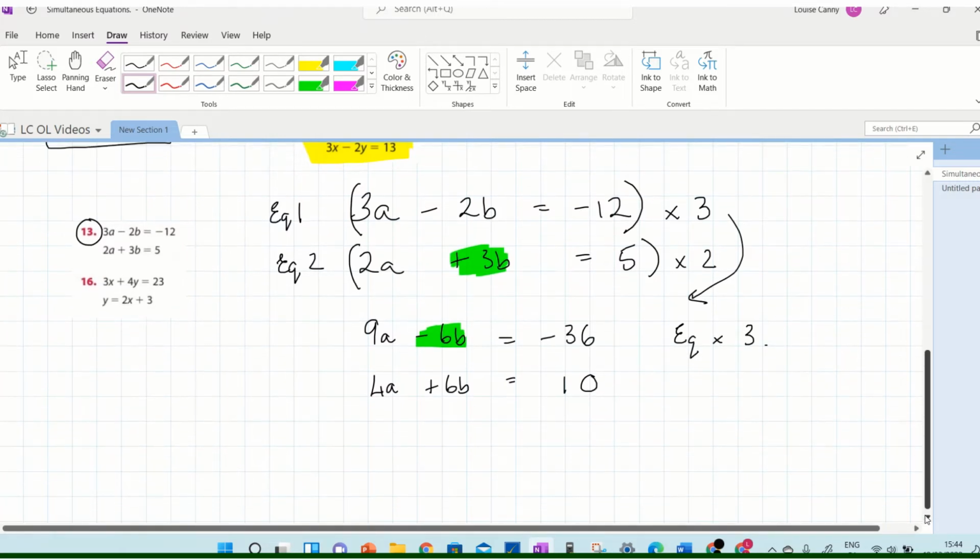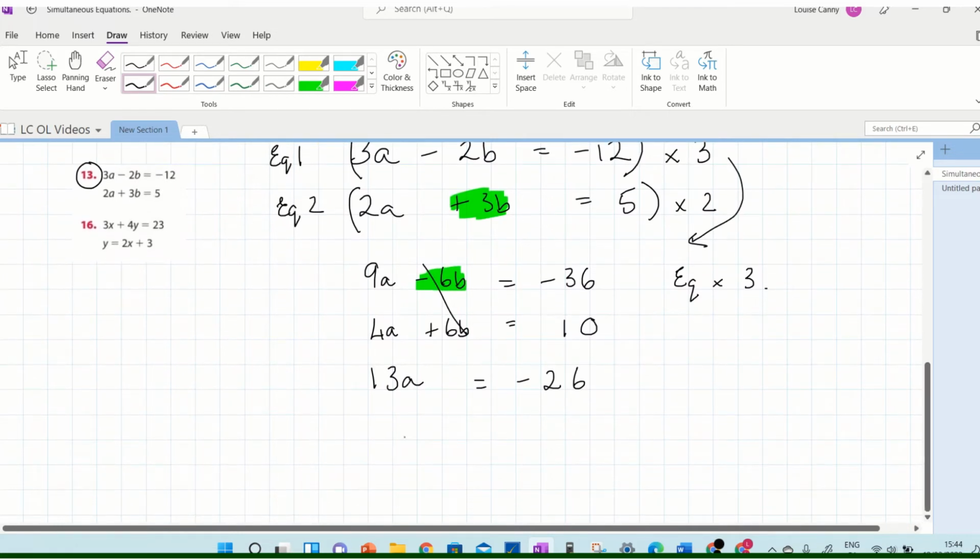So then I'm going to go ahead and add together my 2 equations. So 9a plus 4a is 13a. -6b plus 6b cancels out. And then -36 plus 10 is going to give me -26. So now I need to divide both sides of my equation by 13 to find a. So a is equal to 13 divided into -26 is -2. So I have found my a value.